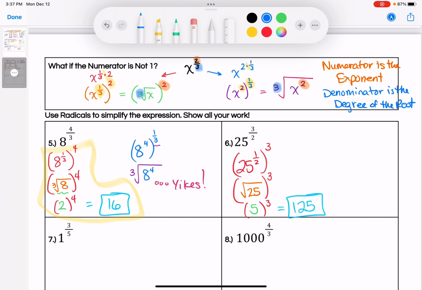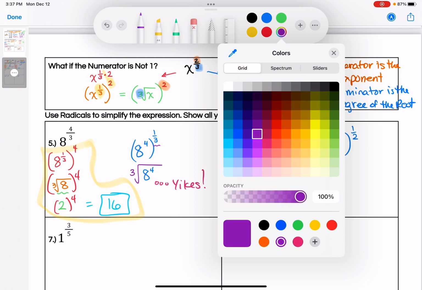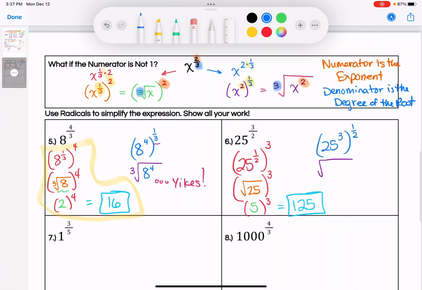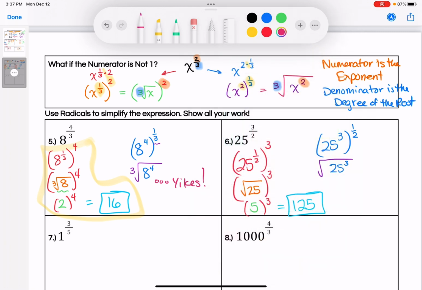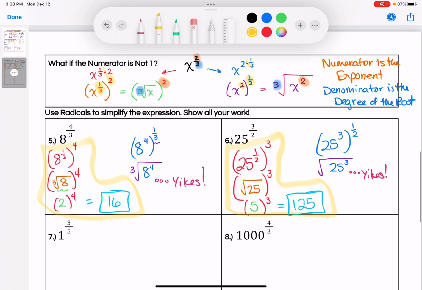Now again, you could go the other way, right? This could be 25 to the 3rd raised to the 1/2, which would then be the square root of 25 to the 3rd power. And again, I guess, right? But I don't know what 25 times 25 times 25 is. Oh my gosh, yikes. Too big, right? So I'm going to always stick with, let's put our fractional exponent inside the parentheses. Let's get that root first, and then at the end, do the exponent. So I'm not going to show the other way anymore, but just so you know, they're all the same, but this way is much faster and easier.